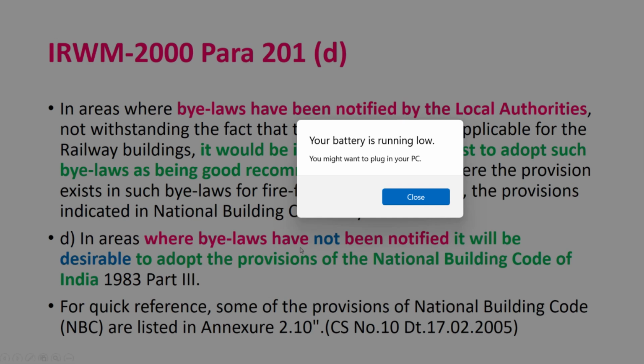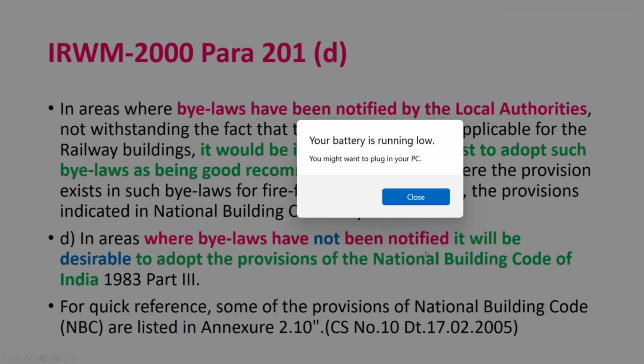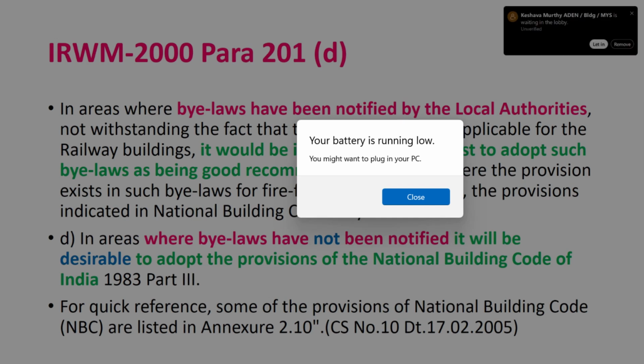In areas where bylaws have not been notified, there may be cases where these bylaws have not been notified, maybe in a small Nagarpalika or a small establishment, maybe a small city, it will be desirable to adopt the provisions of the National Building Code. Now here again our Works Manual is yet to be revised, so it gives the reference of 1983, although it was revised in 2005 and further revised as the third edition in 2016. So the National Building Code requirements can be referred to in case bylaws have not been notified by the local authorities. Okay?